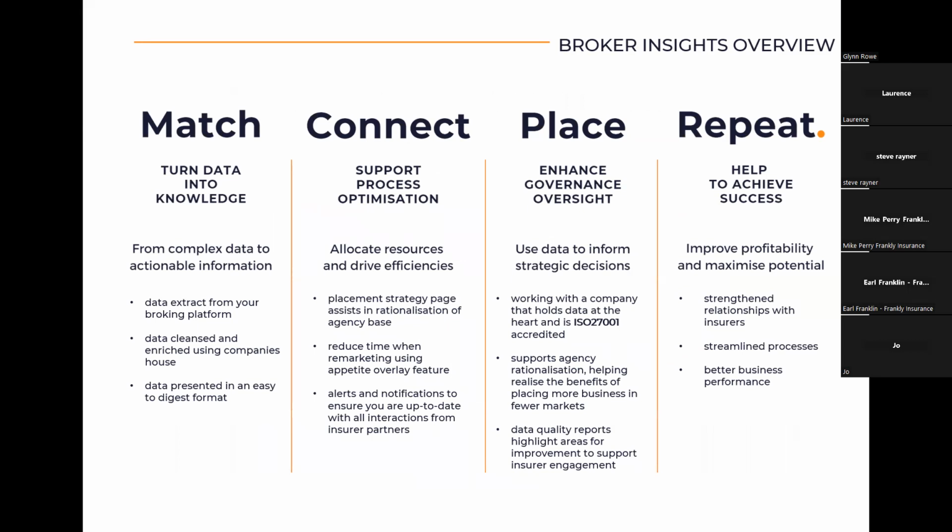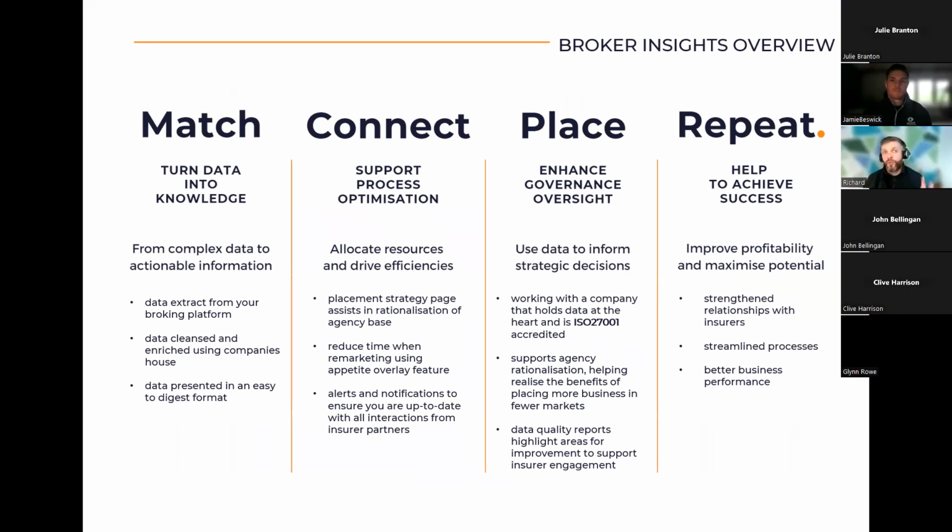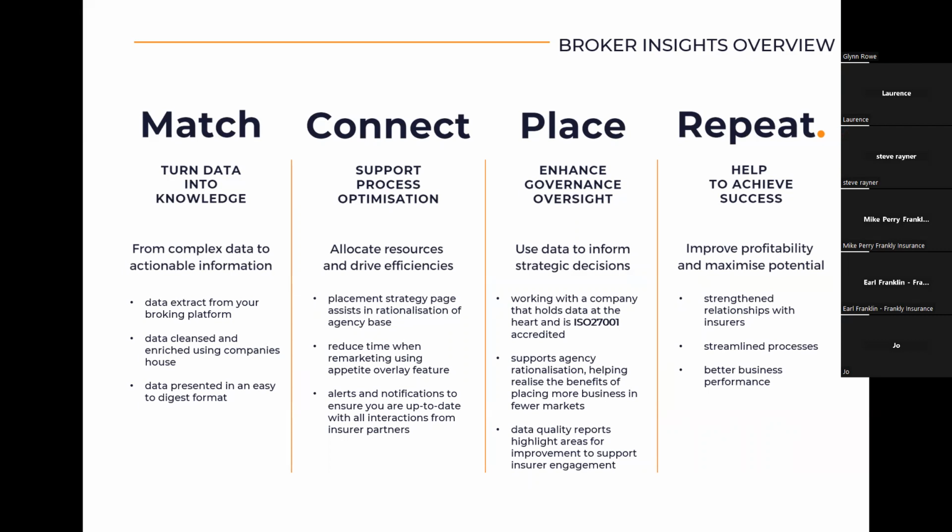So there's a few points on the screen there, and don't worry, I'm not going to take up loads of people's time and talk you through all of it. It's just there to give you a bit of a view. Ultimately, the complex information you've got from the data you hold, it turns into actionable information. It allows you to allocate resources and drive efficiencies using that data. It also means you can use data to inform strategic decisions about your own agency base, what insurers and market you're working with, and what those relationships are, whether they're strong or weak. Again, that's how we can help. Ultimately, it's all there to help you achieve success, improve profitability and maximize your potential. So as Jamie opened up, it allows you guys to be seen and it allows the insurers to see.